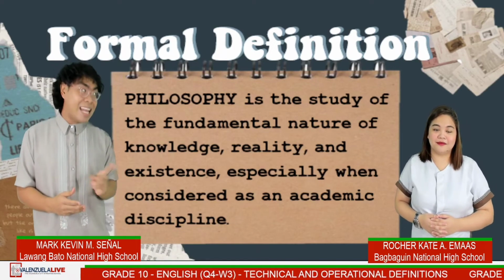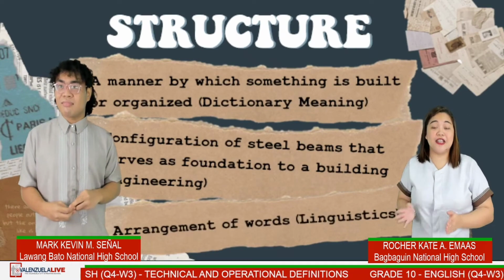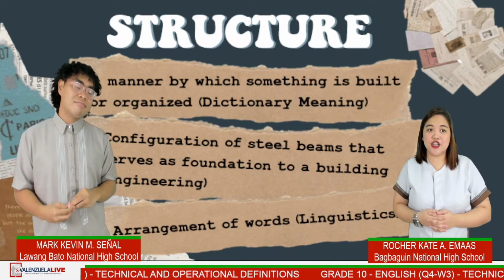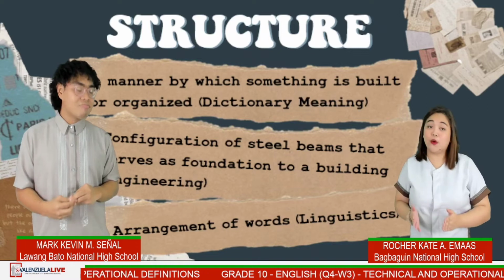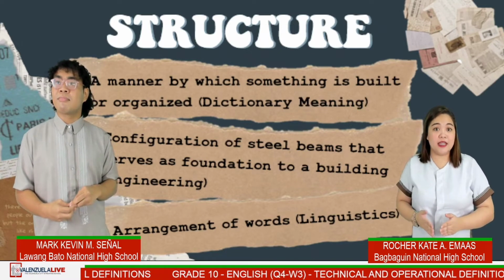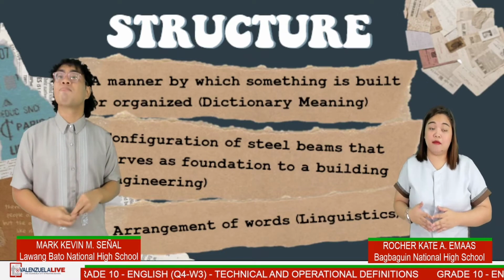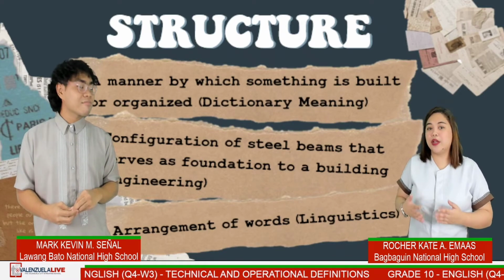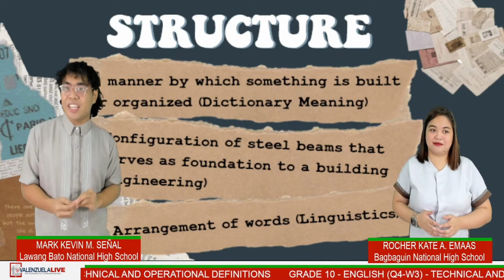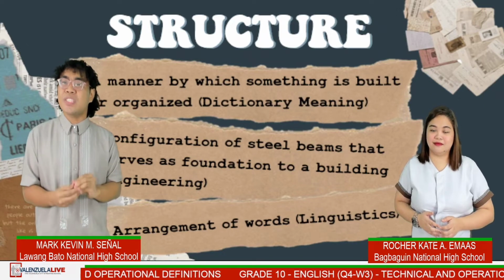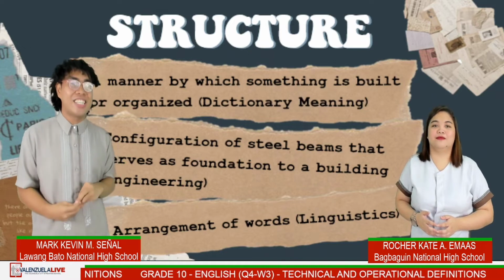Well, it is very important to define the word carefully because definitions may be different depending on the purpose of the word. Let us look at this example. The word structure is defined in 3 different ways. In the dictionary meaning, it is defined as a manner by which something is built or organized. In engineering, it means configuration of steel beams that serves as foundation to a building. And in linguistics, it is an arrangement of words. You see, words may have different meanings depending on their purpose or field, so you have to be careful in choosing which definition will best suit the purpose of the research you are conducting.